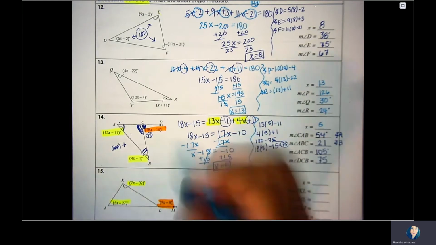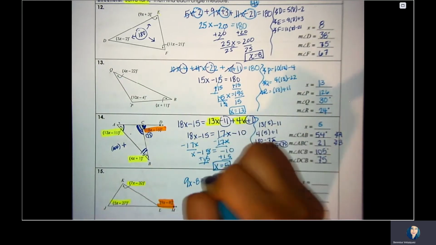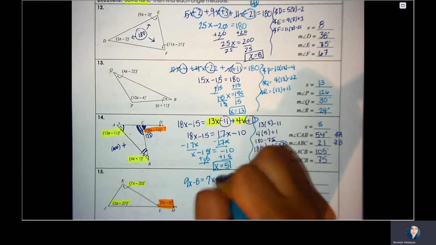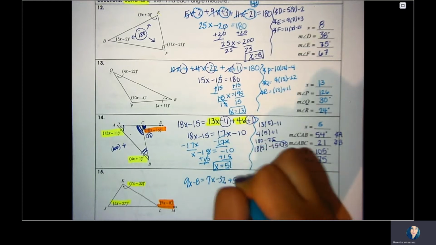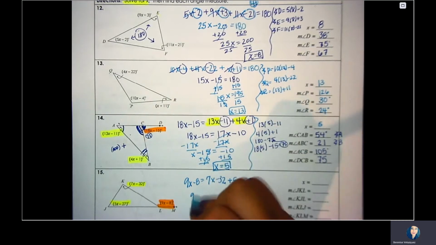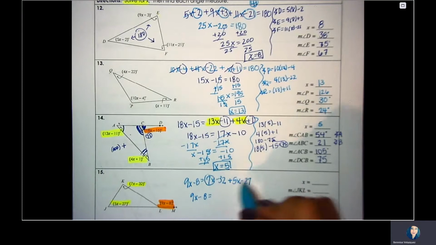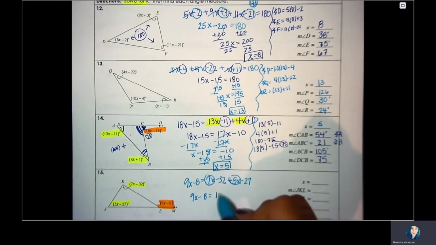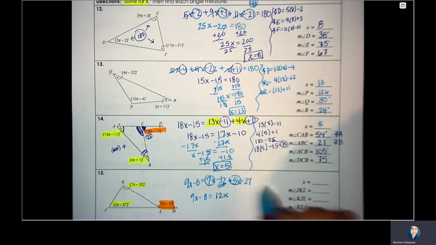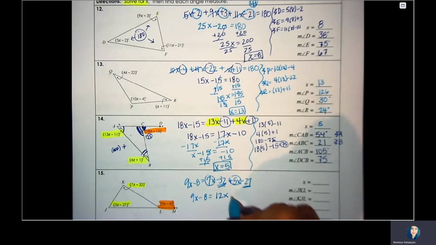Okay, so setting up the problem, we have 9x minus 8 is equal to 7x minus 32 plus 5x minus 27. I'm going to combine my like terms first. So 9x minus 8, nothing to combine, but I have a 7x and I have a 5x. So that's going to be 12x. And then I have a negative 32 and a negative 27. That's going to be negative 59.